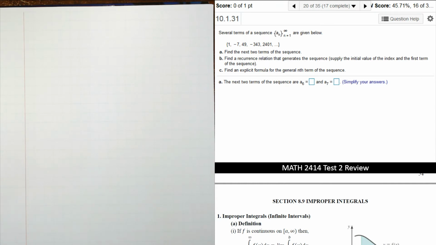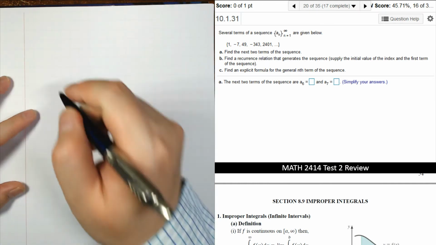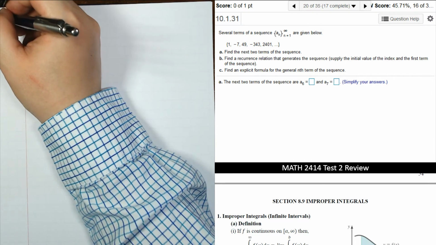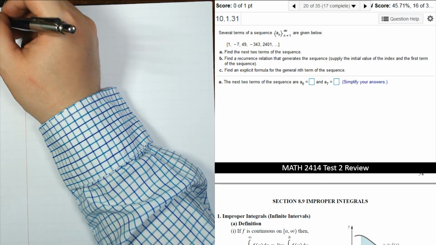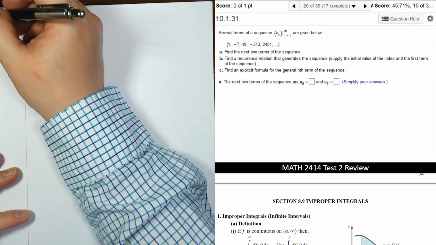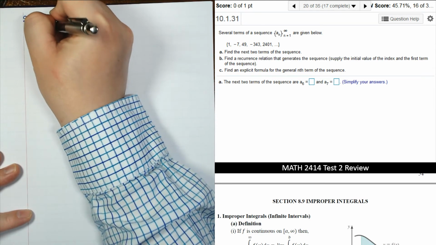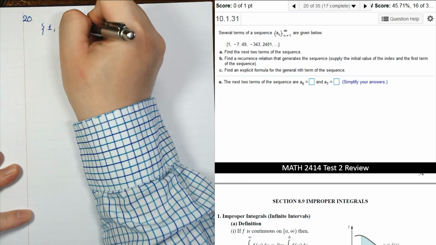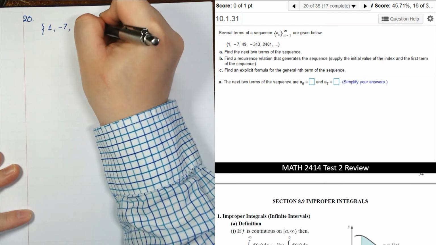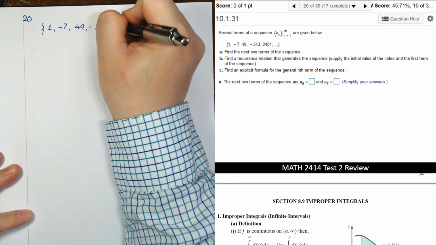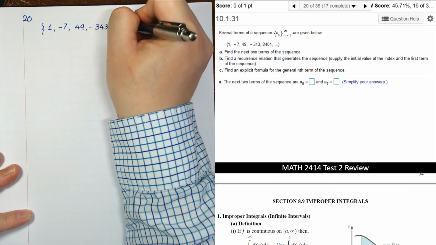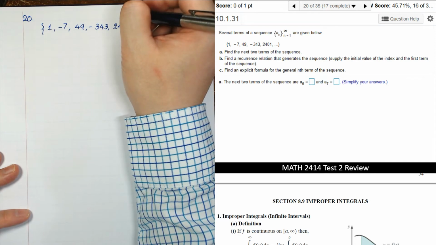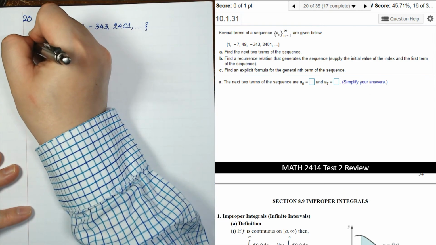Now we go to chapter 10. This is problem 20. Right, several terms are given. So we have 1, -749, -343, 2401. Right, I'll find the next two terms.